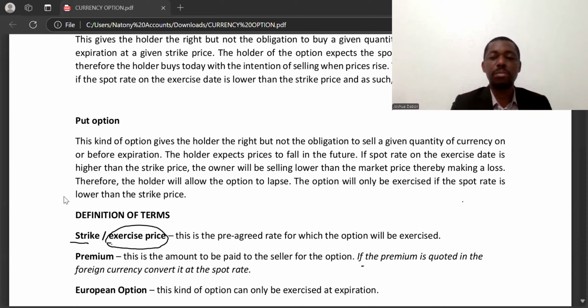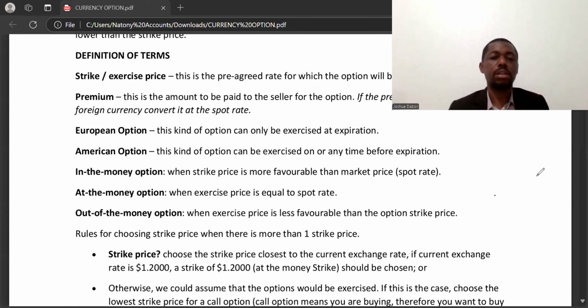So if premium is quoted in the foreign currency, it will be converted to the local currency using what? The spot rates, because the premium is paid upfront. Okay? So, European option. So what is the European option? This kind of option can only be exercised at expiration.